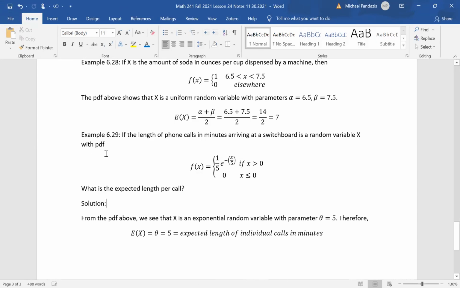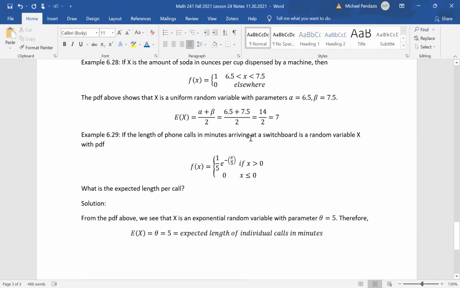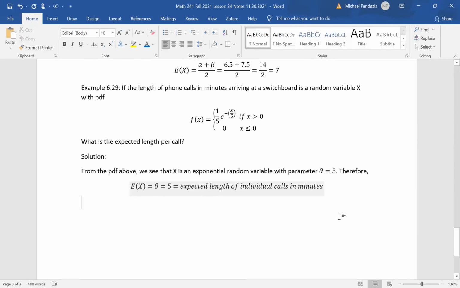Okay, good. So those are a lot of examples of how to find the expected value of a random variable for different types of random variables. So in each problem, we have a different type of random variable, and so we have a different formula for computing the expected value. All right, so that's that section.